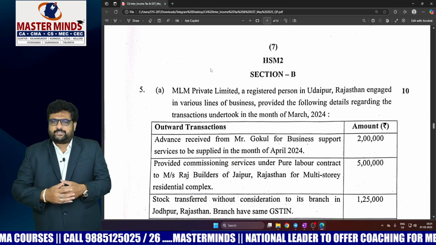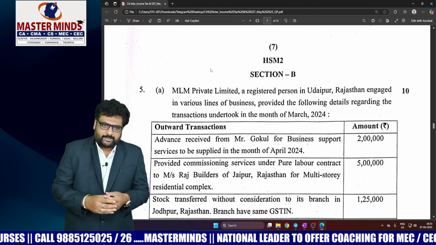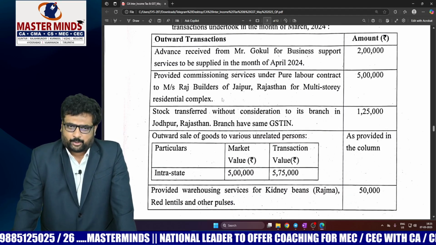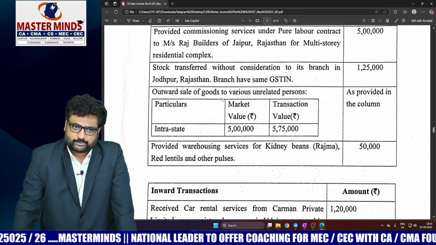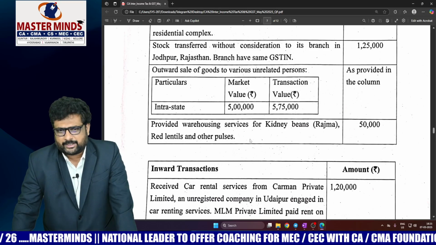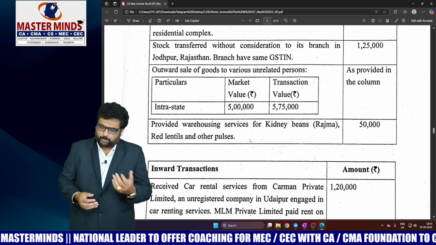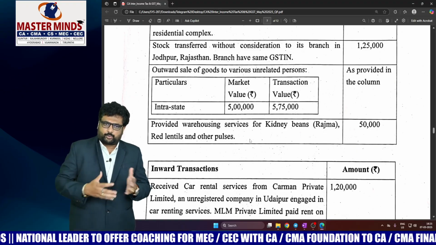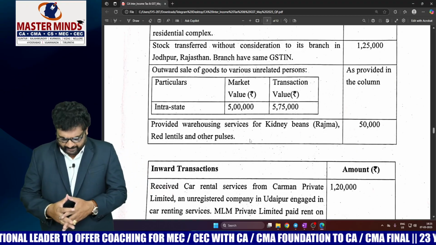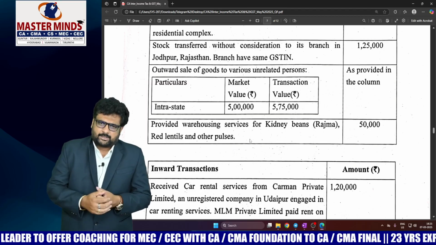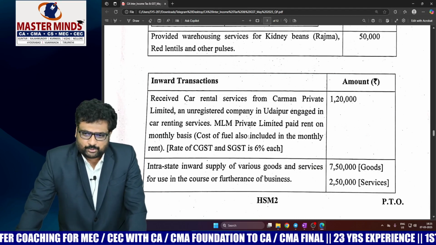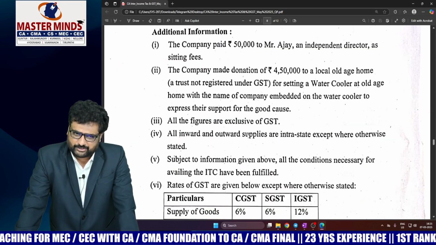Now we come to our descriptive paper, section B. If you observe this particular one, advance received, provided, commissioning services, stock transfer, it was actually there in our material in the comprehensive problems. Comprehensive problems are nothing but a mixture of 2 or 3 chapters, and this particular one was actually asked in the previous exams, like the model was asked. So according to my opinion, this question is a moderate one.